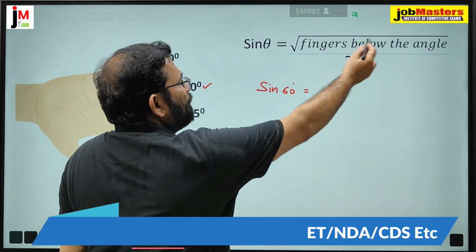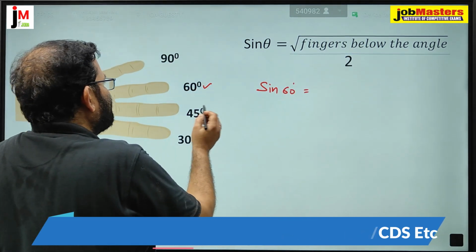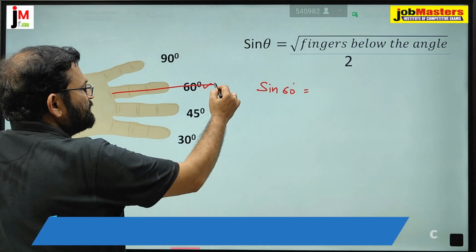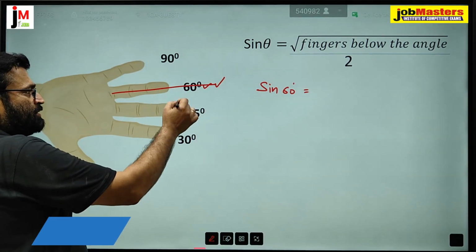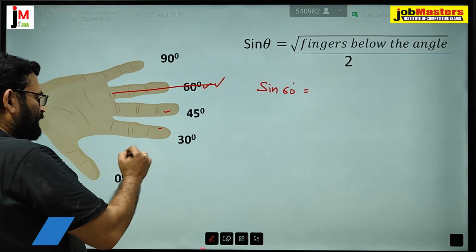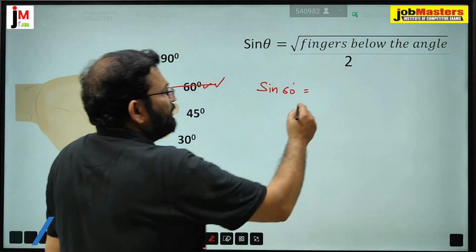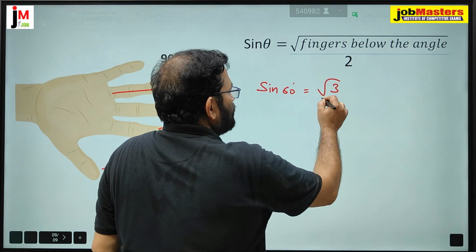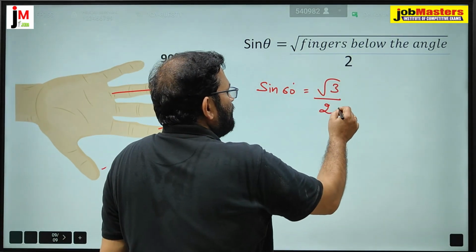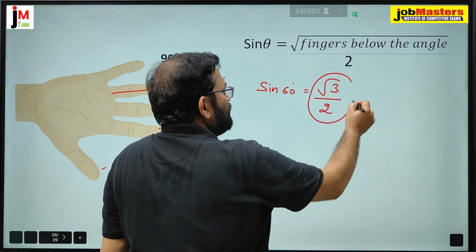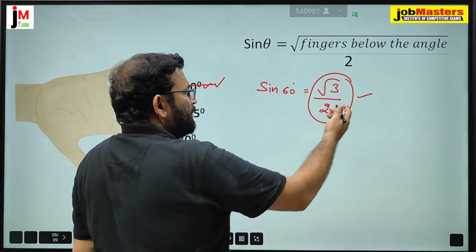So let's find the number of fingers below the angle. First of all, we mark the angle. Here it is 60 degree. Number of fingers below the angle: below this 60 degree, there are 1, 2 and 3. 3 fingers are there. So we can write here root 3. Then we write divided by 2. So this is the value. Sine 60 degree is equal to root 3 by 2.